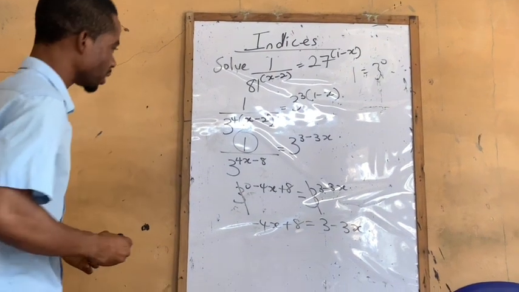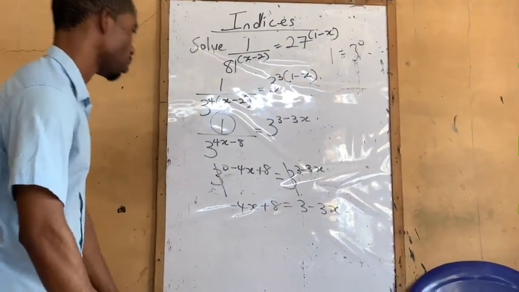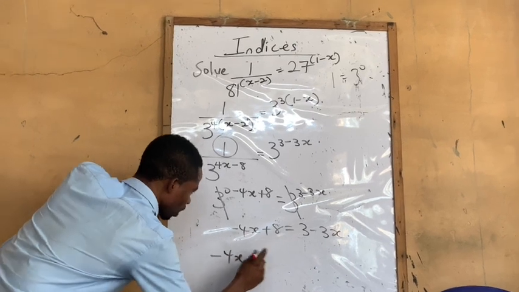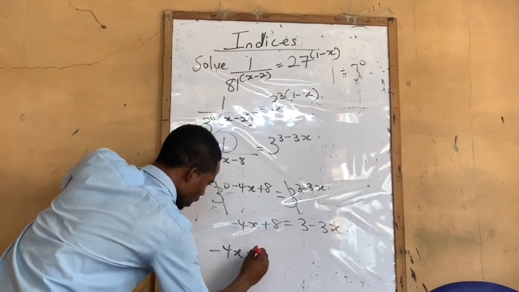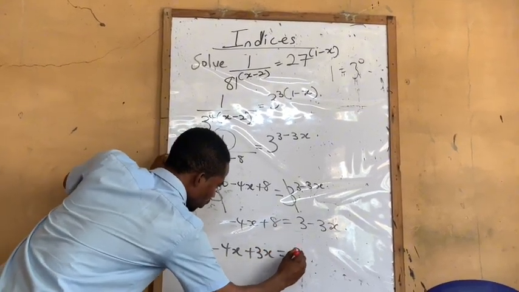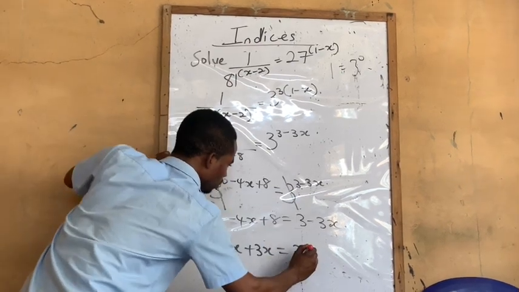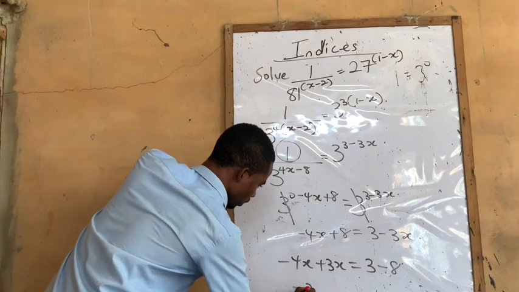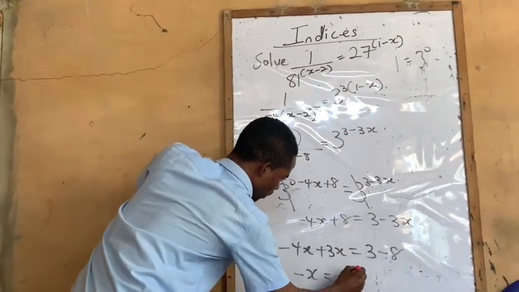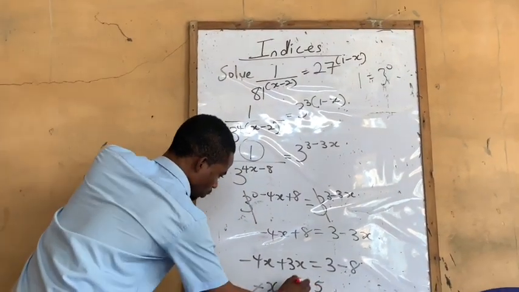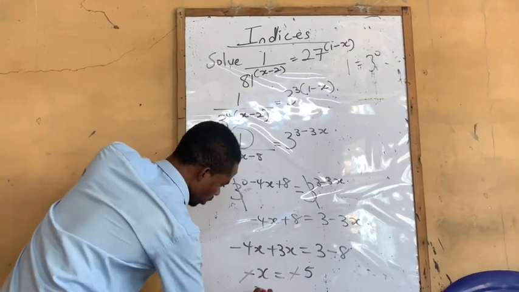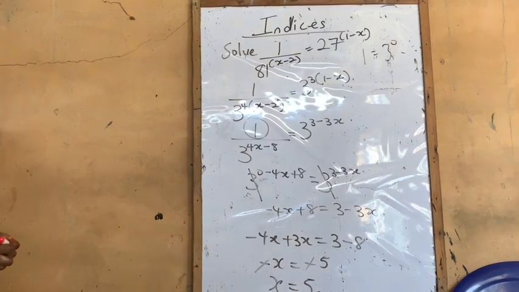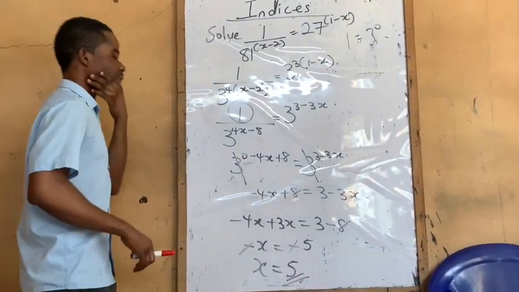You can now collect the like terms. How do you collect like terms? That will be minus 4x. If I bring minus 3x, that's plus 3x, equals 3. I'll bring plus 8 to this side as minus 8. Minus 4x plus 3x, that is minus x. 3 minus 8 is minus 5. You know the minus comes, minus x equals minus 5, so x equals 5. Number 3.